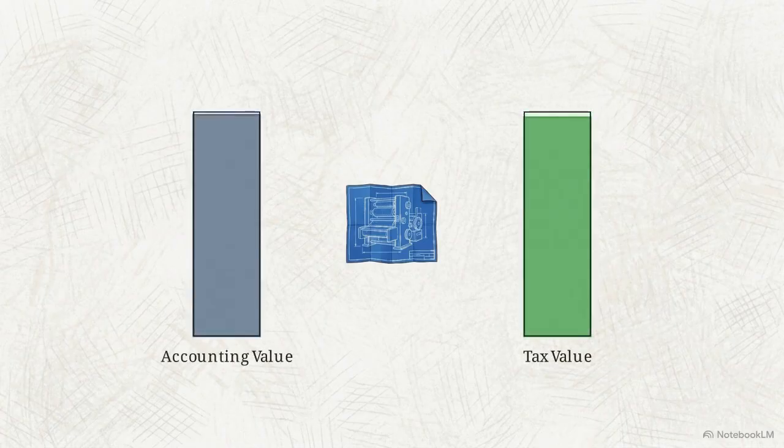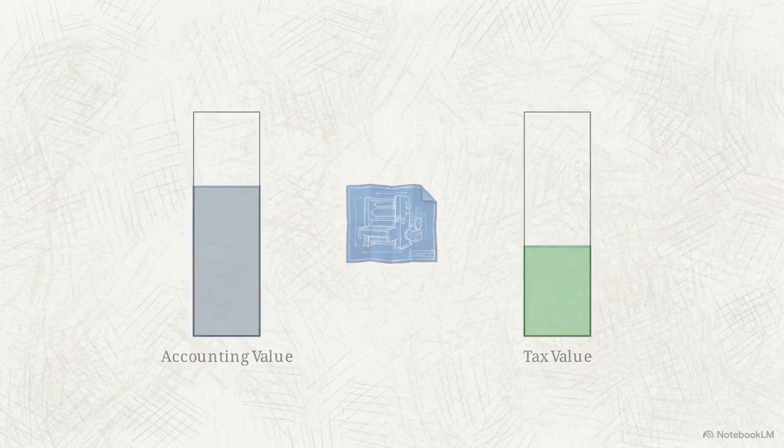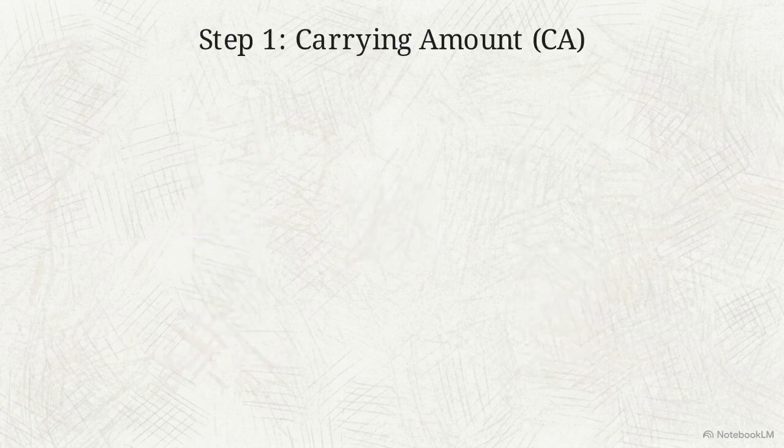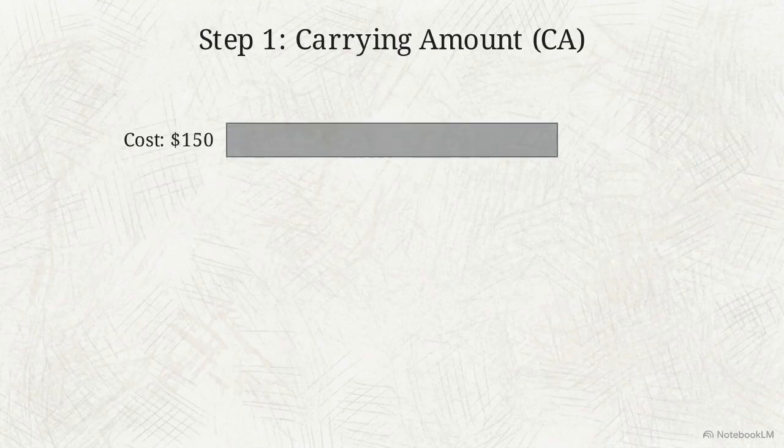Now, look at this setup for a newly purchased industrial machine. Governments often encourage investment by letting companies write off equipment on their tax returns faster than standard accounting rules permit. Let's break down the math step by step. Step 1 is finding the carrying amount. The machine cost $150, and our financial books show $50 of accumulated depreciation. Subtracting $50 leaves us with a carrying amount of $100.